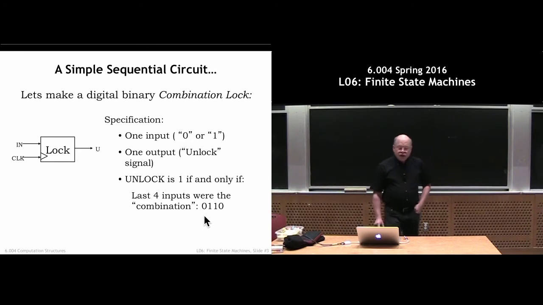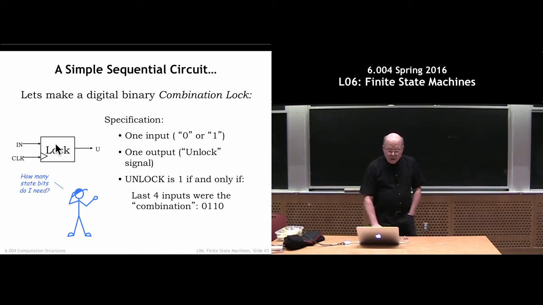So the reason that this is sequential logic is that we have to remember something about the input values that have come from the past. That's what's being remembered in the state of this machine here. How many state bits do we need? Well, we'll find out in a moment. But whenever we're designing sequential logic, we're going to have state that remembers everything we need to remember about the inputs.